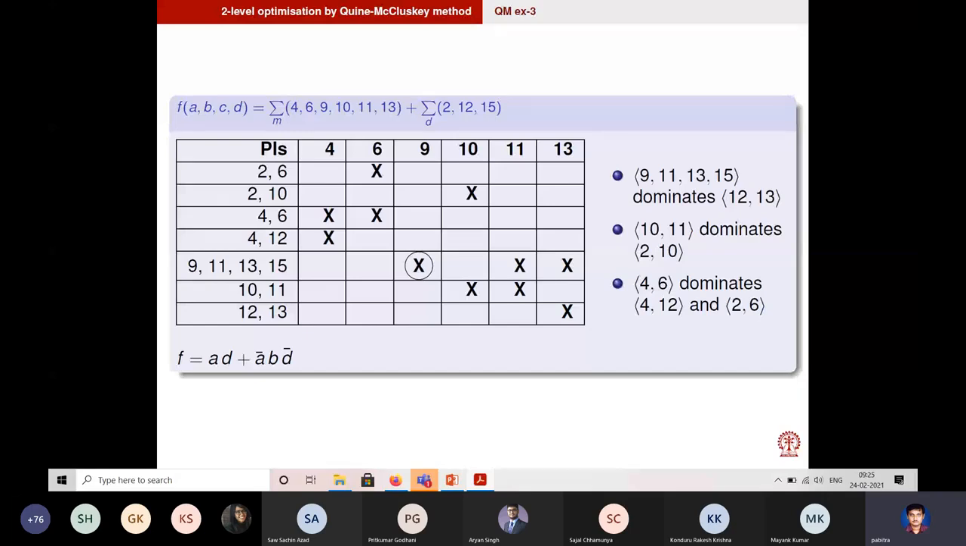Can you tell me what are the rows and columns that I can delete from this table? Anybody? Please tell me. 2, 6, 2, 10, 4, 12, and 12, 13. Yes. And any column that I can remove from this? These are the columns and these are the rows I can reduce and form a smaller table.